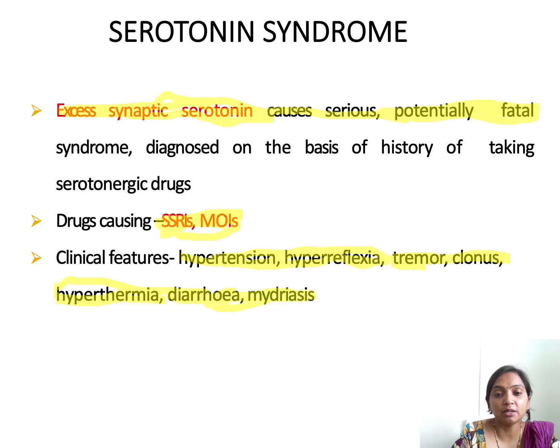This is nothing but serotonin syndrome, which is due to excess release of serotonin, and it is a fatal syndrome because it can increase heart rate, tremors, clonus, all these can happen. Very important. That is why these two drugs are not supposed to be given together. Always you have to take proper history before you prescribe.